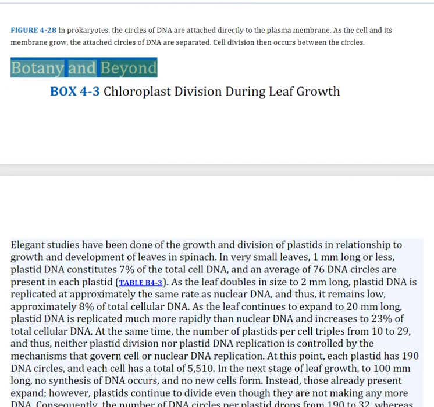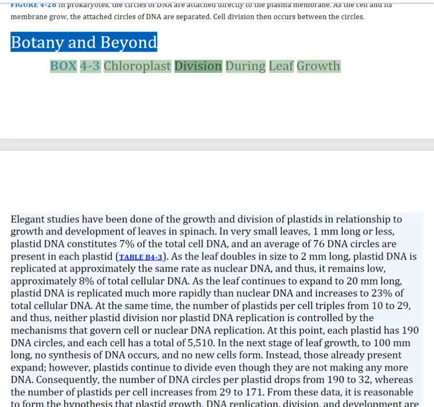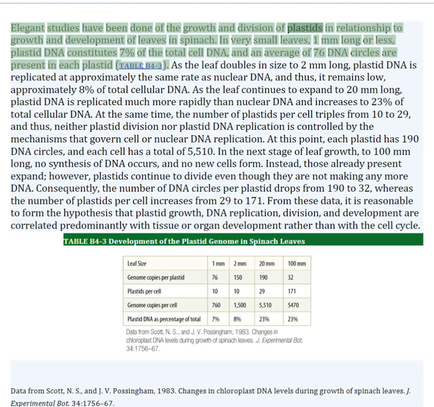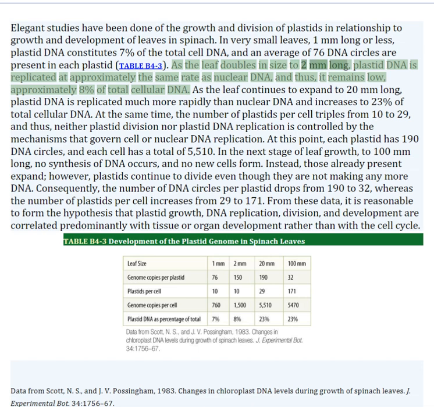Botany and Beyond. Box 4-3: Chloroplast division during leaf growth. Elegant studies have been done of the growth and division of plastids in relationship to growth and development of leaves in spinach. In very small leaves, 1 mm long or less, plastid DNA constitutes 7% of the total cell DNA, and an average of 76 DNA circles are present in each plastid. As the leaf doubles in size to 2 mm long, plastid DNA is replicated at approximately the same rate as nuclear DNA, and thus it remains low, approximately 8% of total cellular DNA.